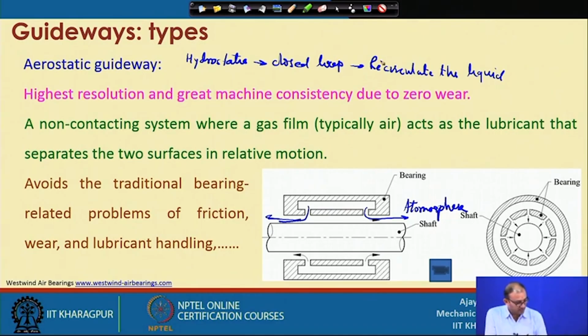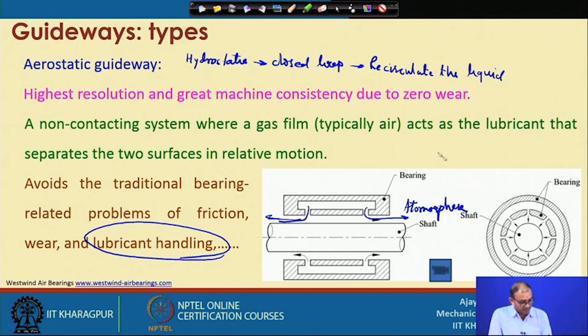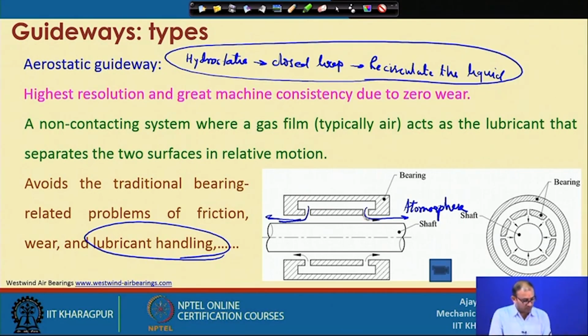That is not the case with hydrostatic, because there you have to provide a lubricant handling system. It should be a fully closed loop circulating system. Once you pass this liquid through the bearing, it should be collected and then recirculated. So, this is a more complex system compared to air, because with air you have to worry about supply only, not what happens after supply. But with the hydrostatic bearing you have to look after the supply and also how to collect the liquid, because you cannot spill all the oil after its usage. That is the big difference between hydrostatic and aerostatic guideways.